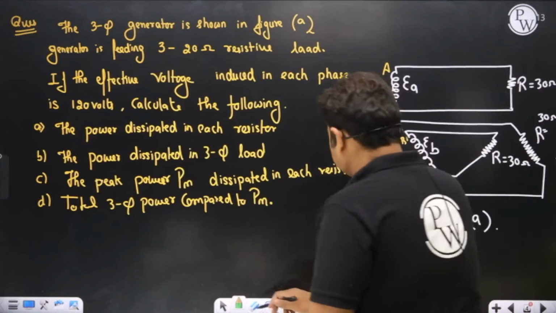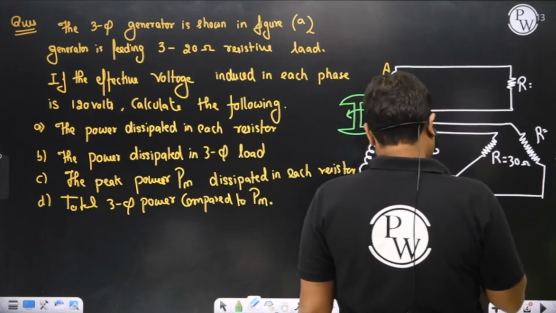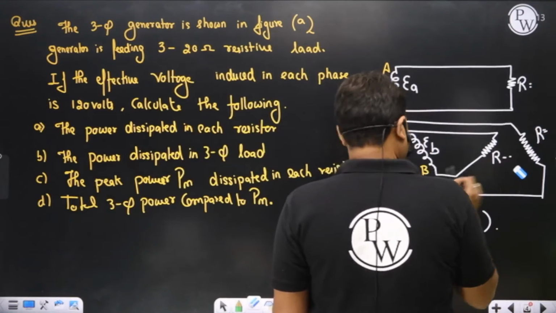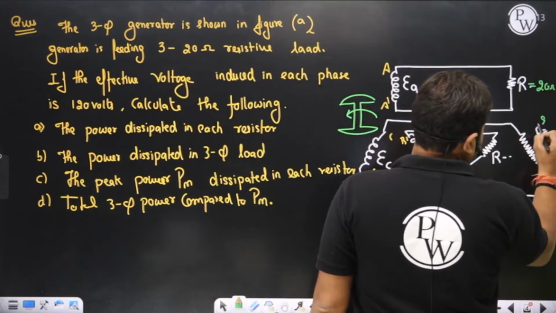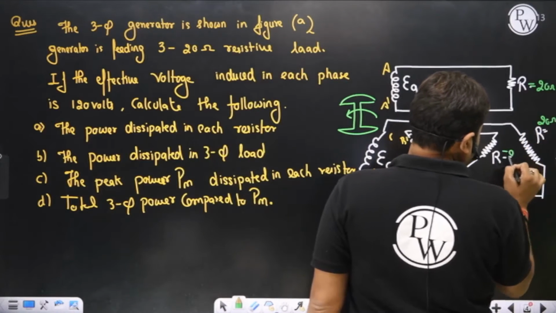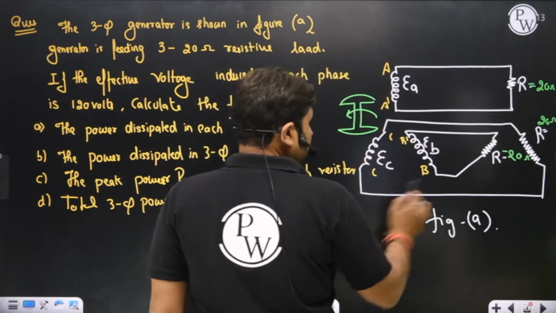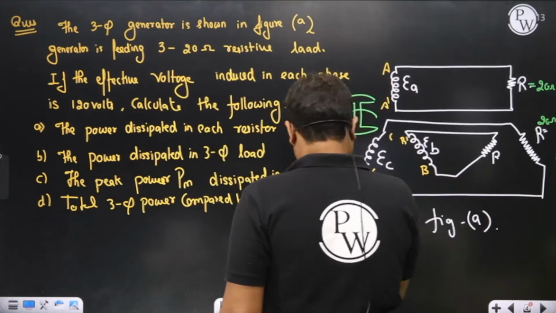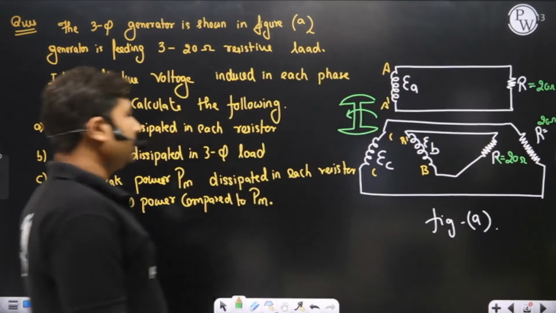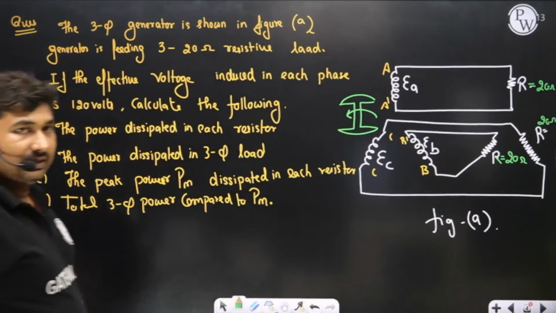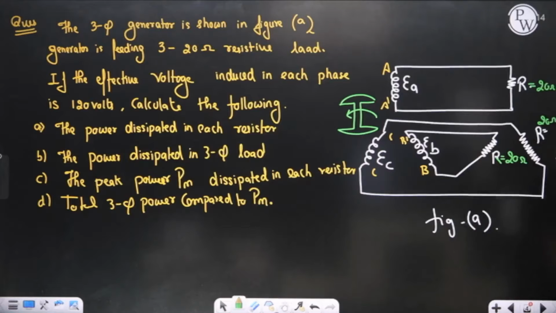Each resistance is 20 ohm. Okay, it's given as 20. Kindly correct it. 20 ohm. So each resistance R is 20 ohm. This is the figure given. Please observe. Great question.